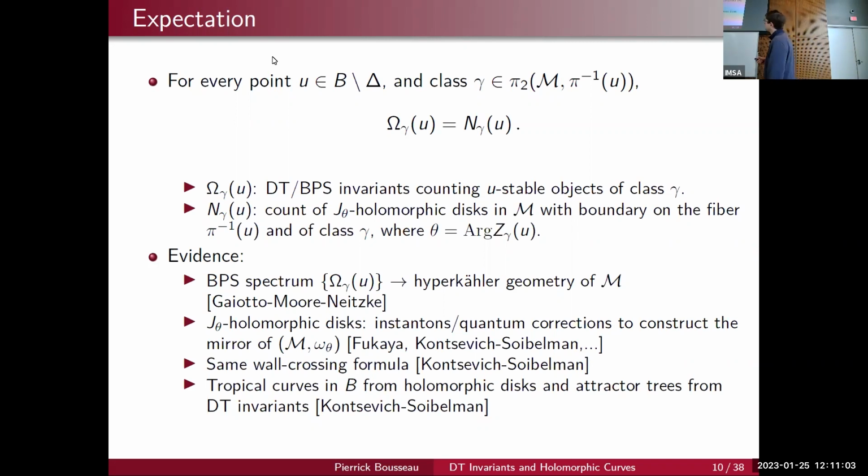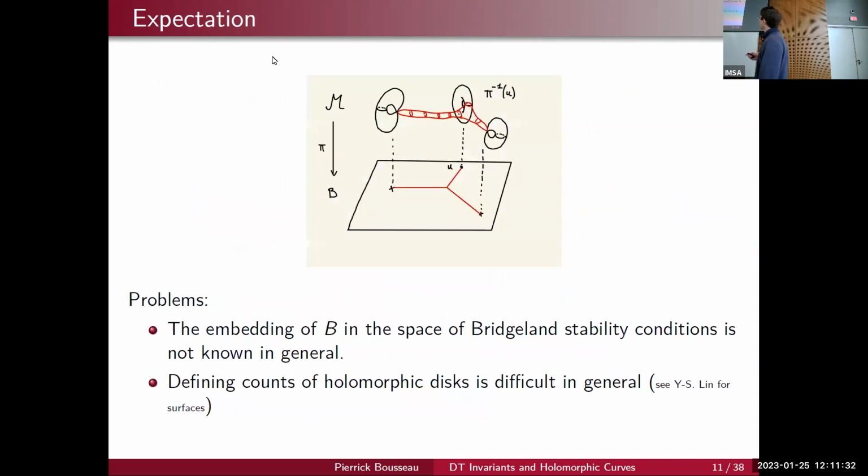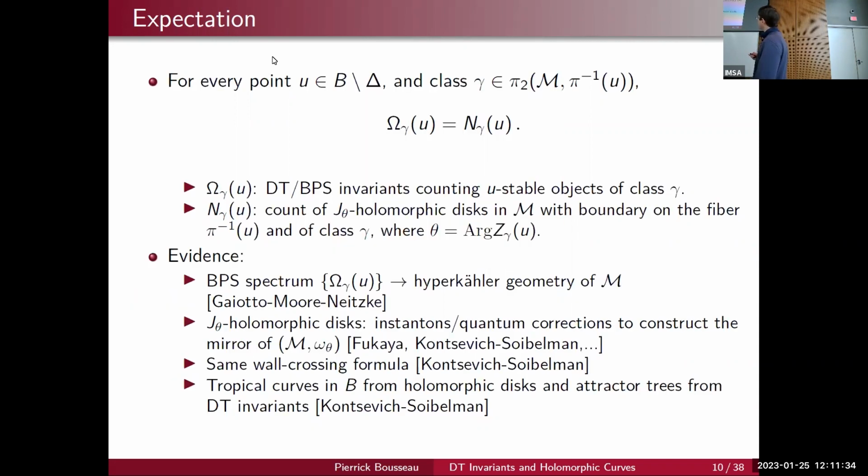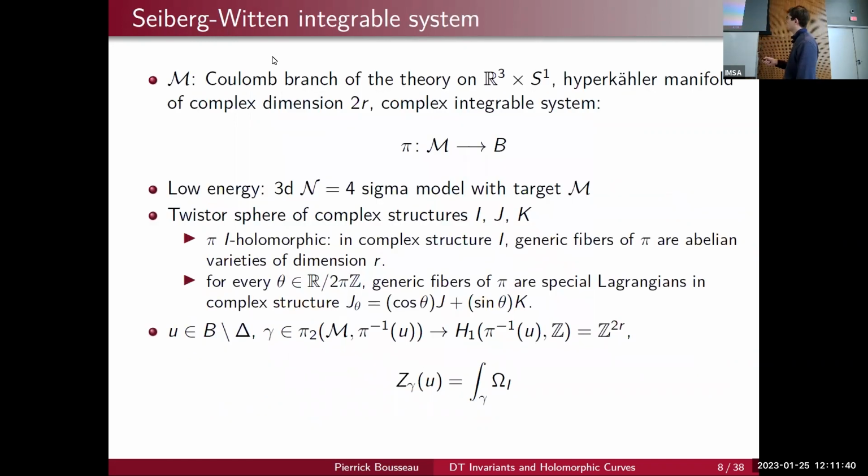And on the other hand, what I denote by L gamma of u, which would be something like a count of scalar holomorphic disks in this holomorphic hyperkähler geometry M, with boundary on the torus fiber pi inverse of u and of class gamma. Whereas the specific angle theta to choose is determined. It is somehow fixed by the geometry. It has to be the phase of the central charge of gamma at u, while the central charge is determined by the periods of the holomorphic symplectic form omega I.